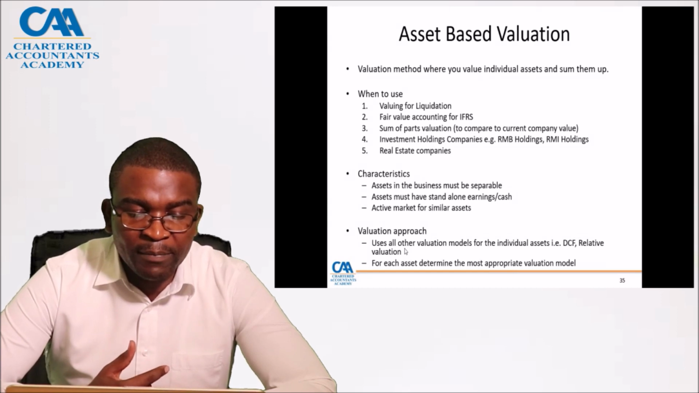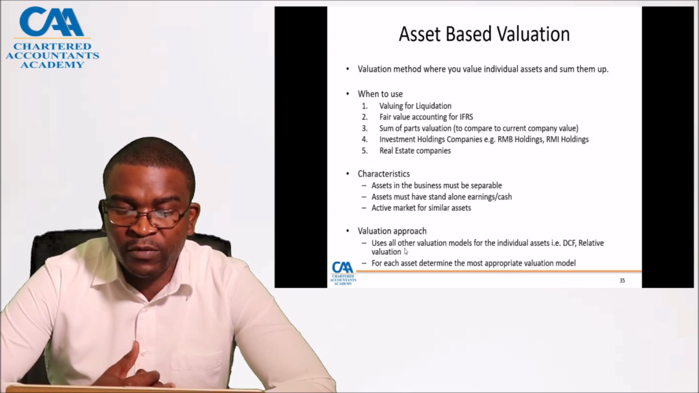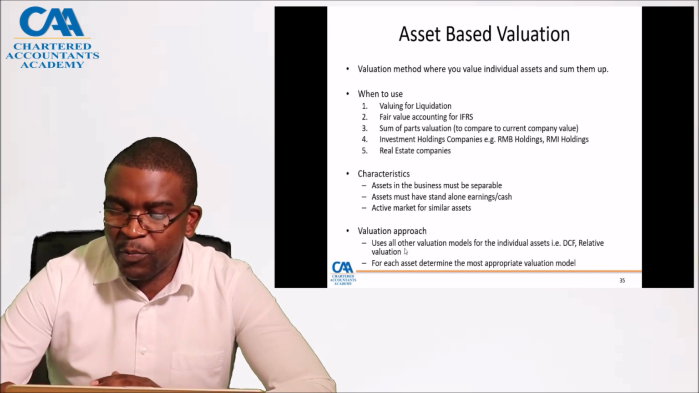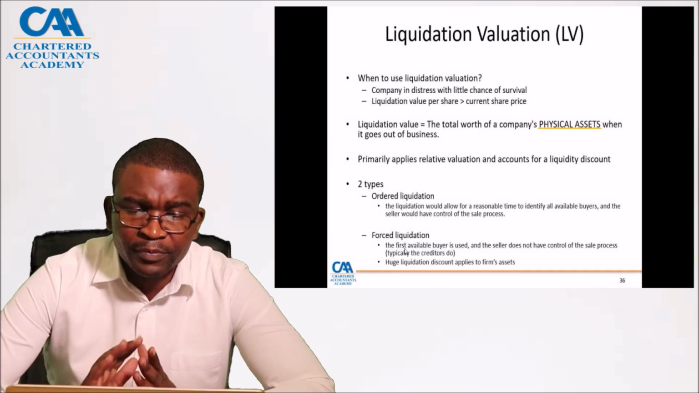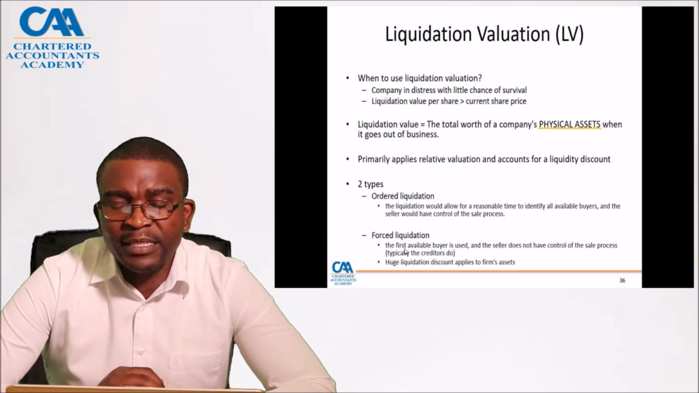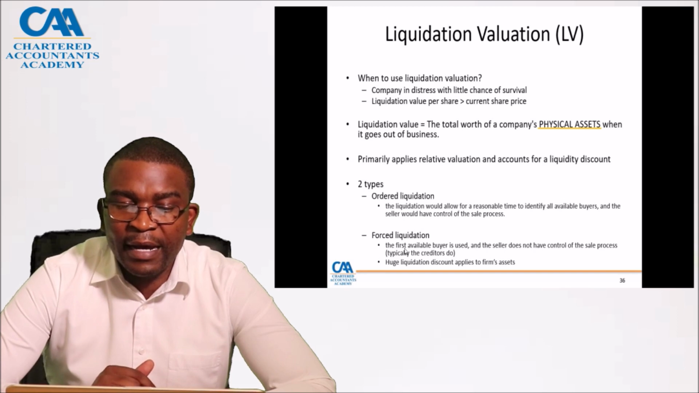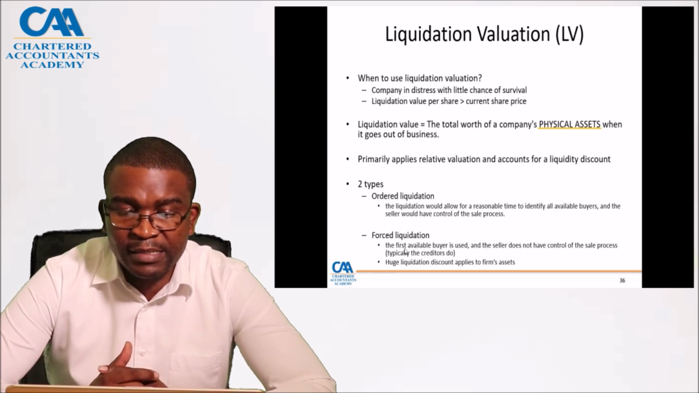So when you look at the valuation approach, use all other valuation models for individual assets, i.e. DCF, relative valuation. For each asset, determine the most appropriate valuation model. You can also use it for companies that are in distress with little chance of survival, where you talk about the liquidation value per share and you compare that with the current share price. The liquidation value becomes the total worth of the company's physical assets when it goes out of business.